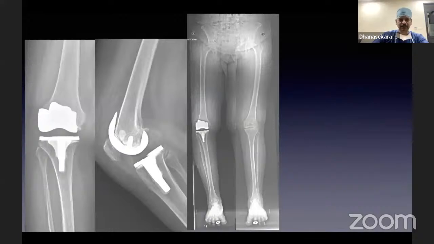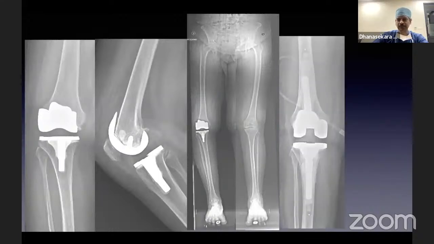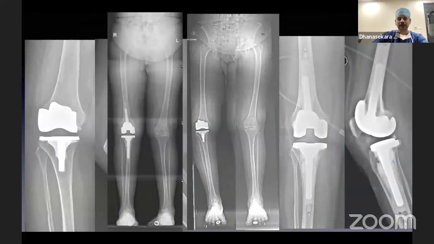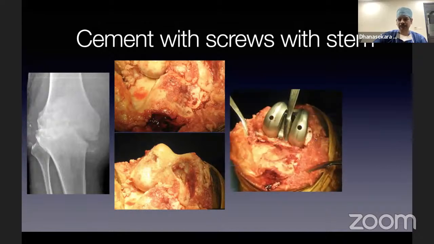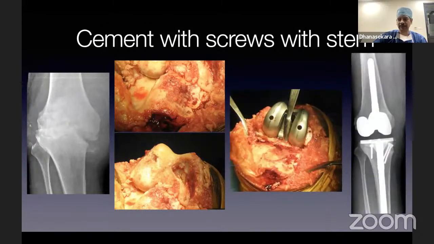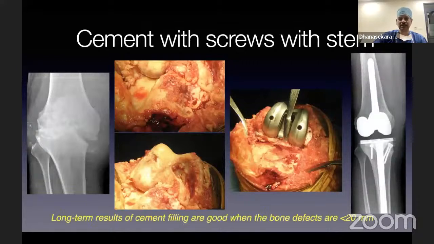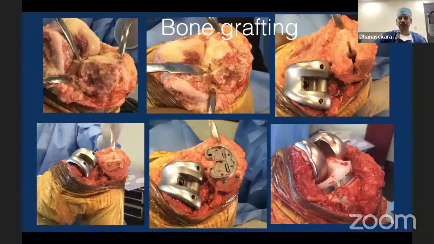This is an example where we have revised a TKR. We have used cement to fill the defect in the epiphysis and metaphyseal region because it's a contained defect. So this is an outcome without a major reconstruction requirement. Cement with screws, we have extensive experience with in managing complex primary TKRs. So we always combine cement with screws if there is a defect between 5 to 10 millimeters. Defects up to 20 millimeters can be managed with the addition of a stem, which resulted in good long-term outcome.